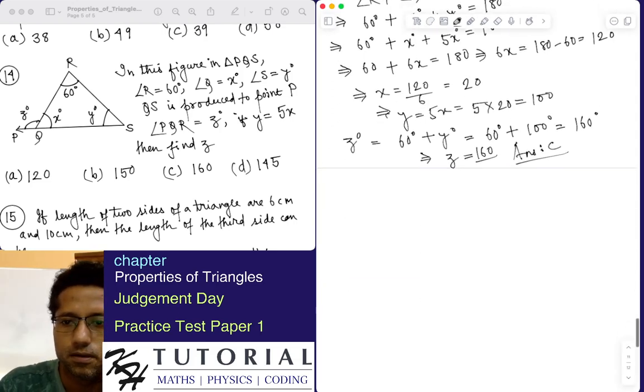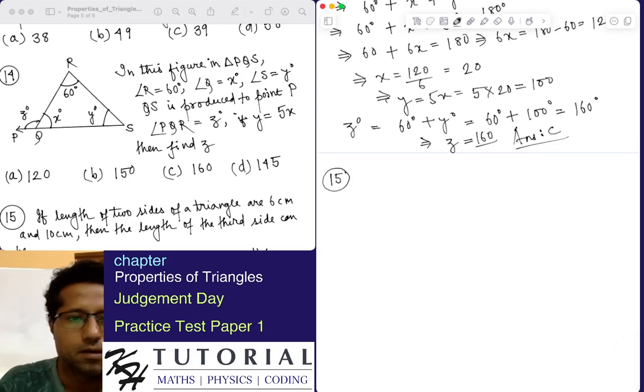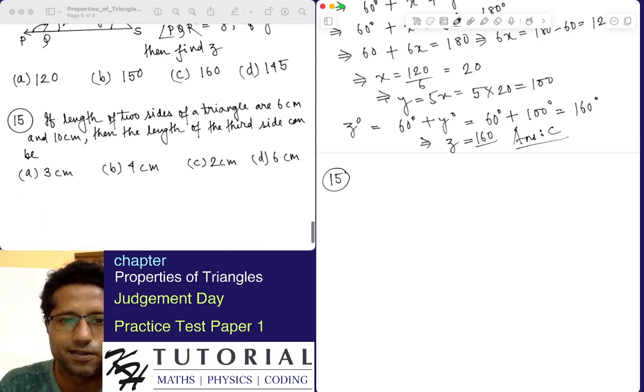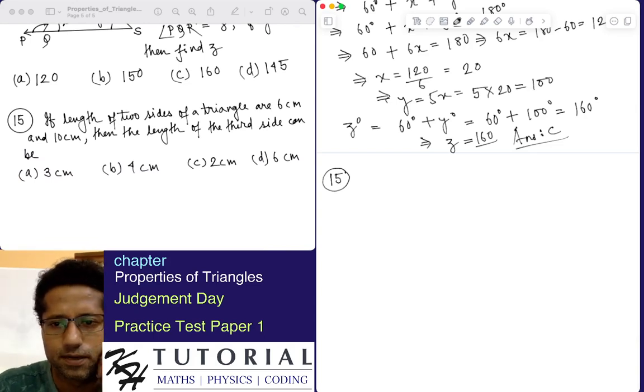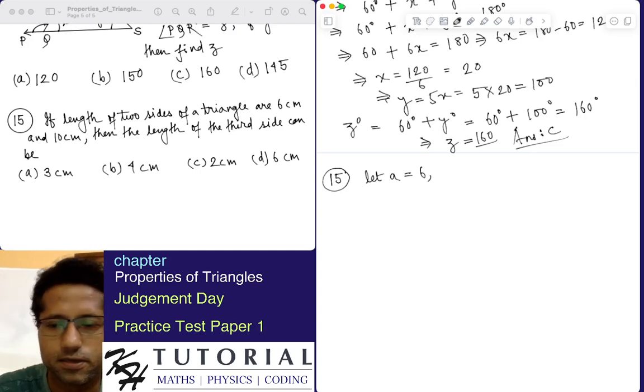Okay, let's do problem number 15. If the lengths of two sides of a triangle are 6 centimeters and 10 centimeters, then the length of the third side can be. Okay, so let A equal 6. It will be actually 6 centimeters. I'm ignoring the centimeter, I hope it's understood. And let's say B is 10.